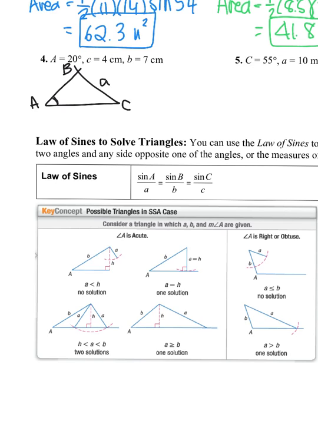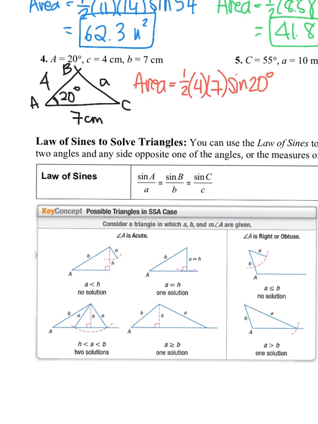All right, so C they give us is 4 centimeters, and B is 7 centimeters, and angle A is 20 degrees. So we do have a side angle side situation, which allows us to use that formula for area. So area would be 1/2 times the product of the two given sides times the sine of the included angle. All right, and that, if you type that into your calculator, gives you 4.8. This will be centimeters squared.